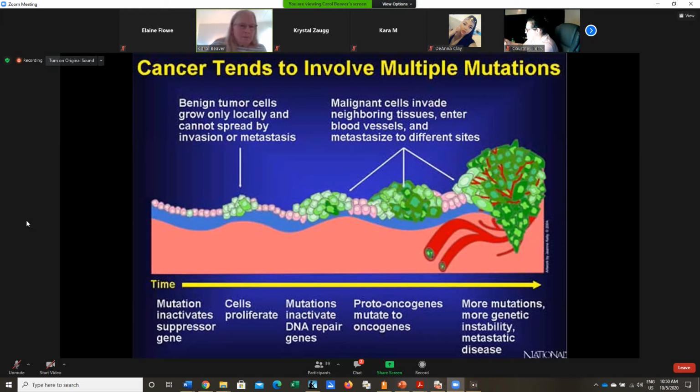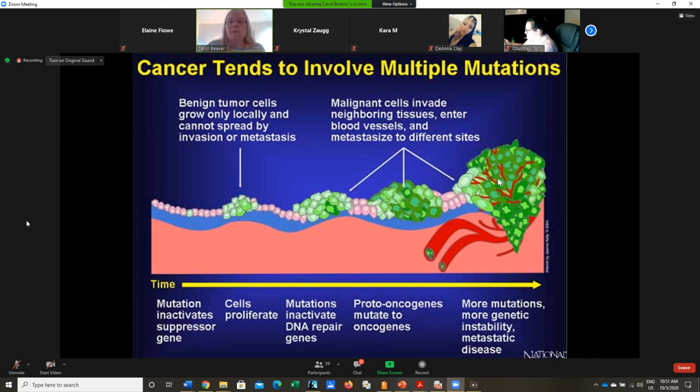Okay, so this picture is kind of a mess here. You've seen some of these other ones we had last week, but here are benign tumor cells that grow only locally, and they can't spread by invasion or metastasis. So they're very much like normal cells, but they do have some local spread. It's not invasion though, and it's not metastasis. And then the malignant cells do invade the surrounding tissue, enter blood vessels, and metastasize to different sites. So this is sort of the process here.